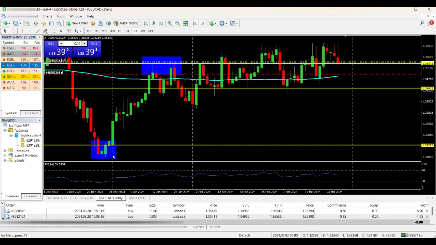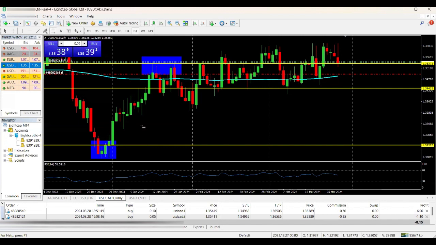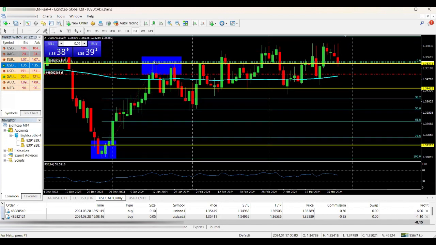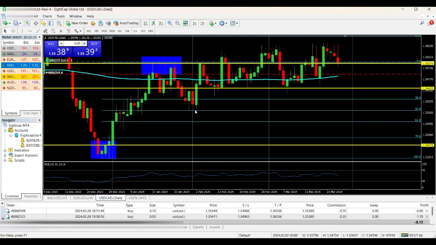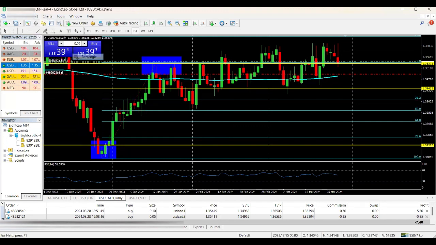If you have a low and a high, and you know the market is trending up, all you have to do is click on insert, Fibonacci retracement. You place it from the low to the high, and you'll be looking to buy at the 50% and the 61.8%. As you can see, the market touched 50%. Guess what happened? It went all the way up. It's literally that simple, guys.